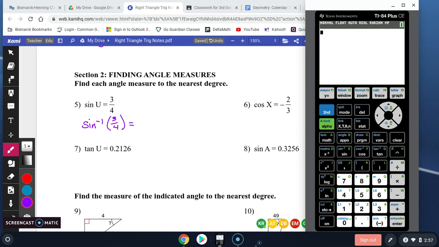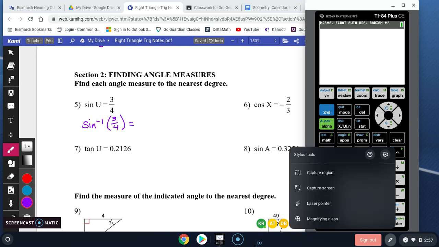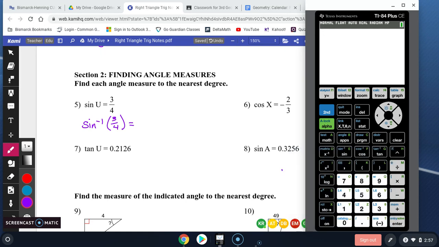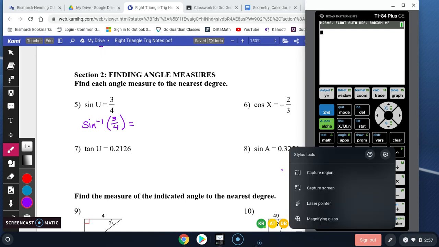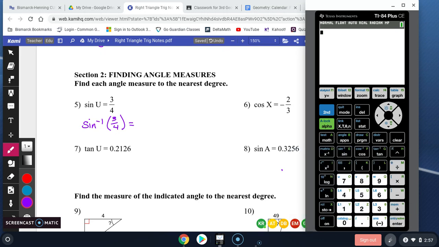Over here on your calculator, you'll notice that you have sine, cosine, and tangent buttons. Right here is your sine. There's your sine, your cosine, and your tangent. You'll notice that in blue, it says sine with what looks like a -1 as an exponent. That's called your inverse sine button. So what you're going to do is go second. So your second.